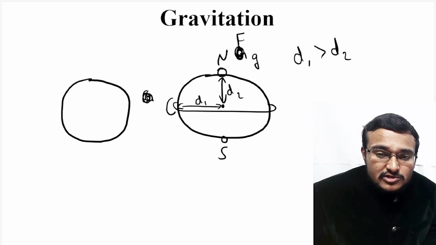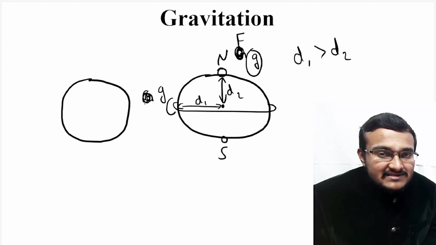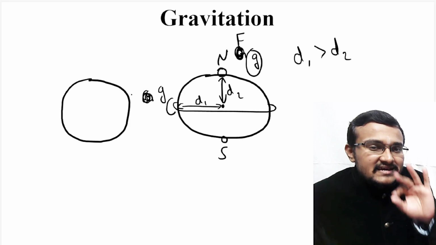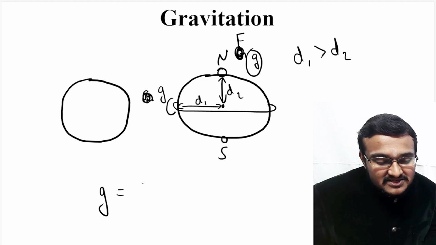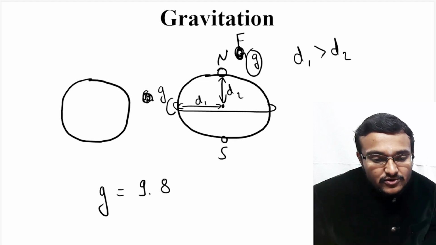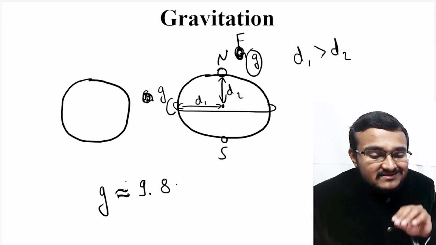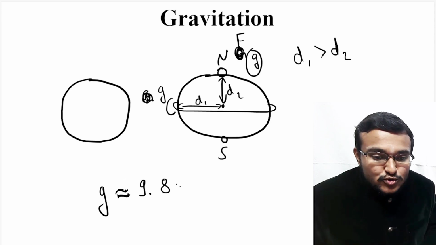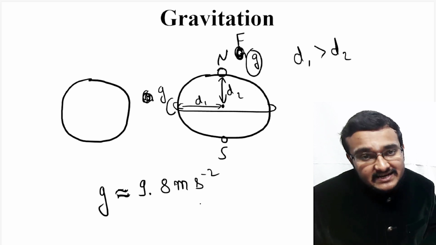Gravitational force at the north pole is a little bit higher, so acceleration due to gravity will be a little bit higher compared to the acceleration due to gravity at the equator. Generally, experimentally, we have got to know that acceleration due to gravity of earth is somewhere around 9.8. I am just writing this particular symbol just to have an idea that approximately acceleration due to gravity of earth is equal to 9.8 meter per second square.